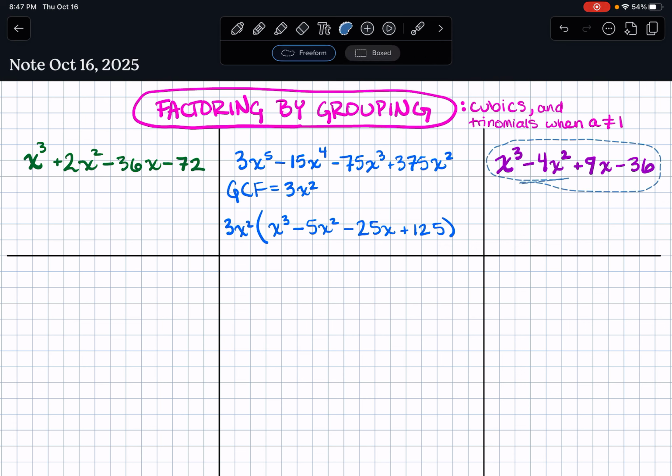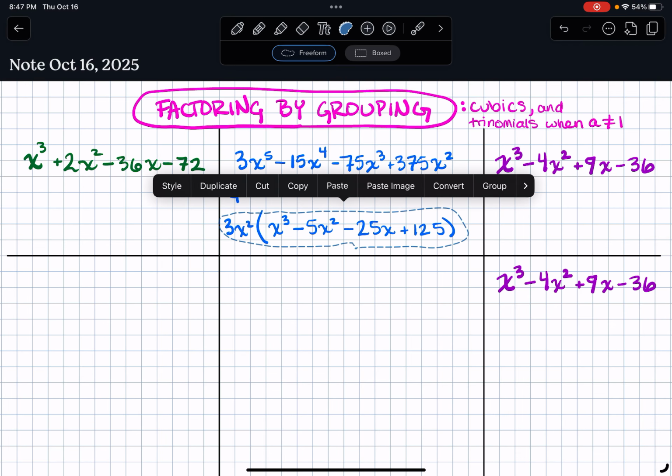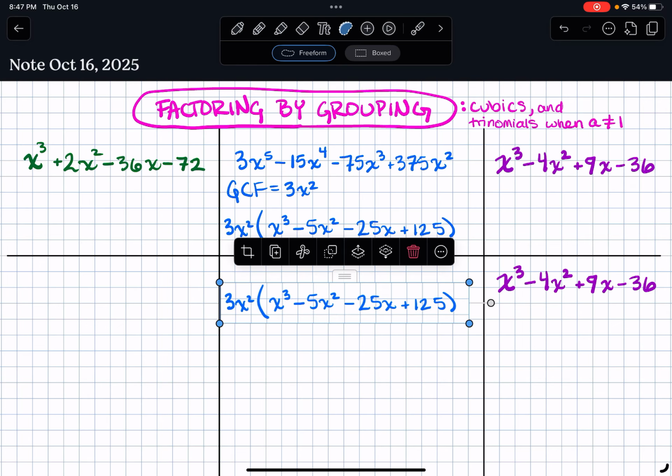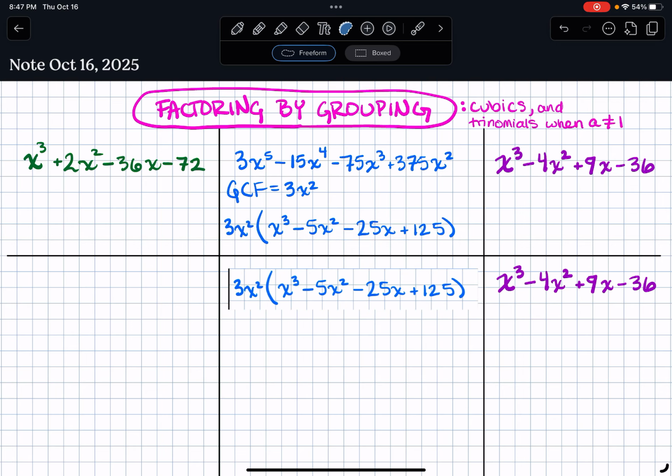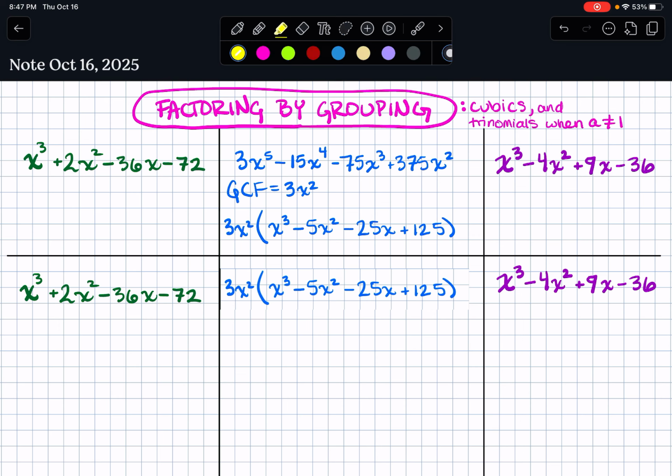And then now let's just bring everything down and continue from here. So our blue expression, we factored out a GCF. Our green and our purple, that was not relevant. What we're going to do next is split our expression into a front half and a back half and just look for the GCF of 2 terms at a time.